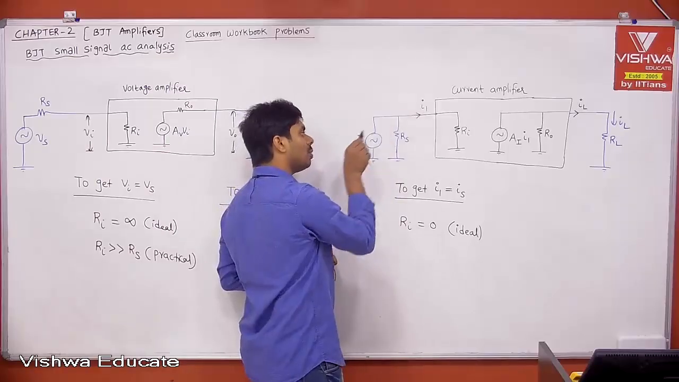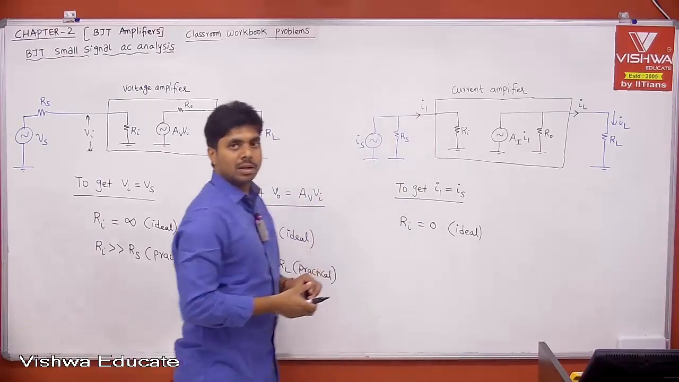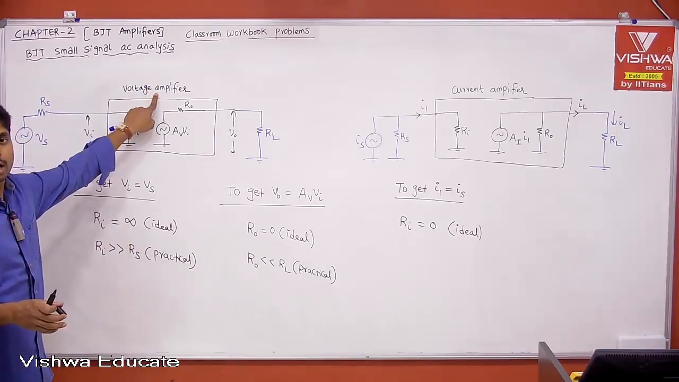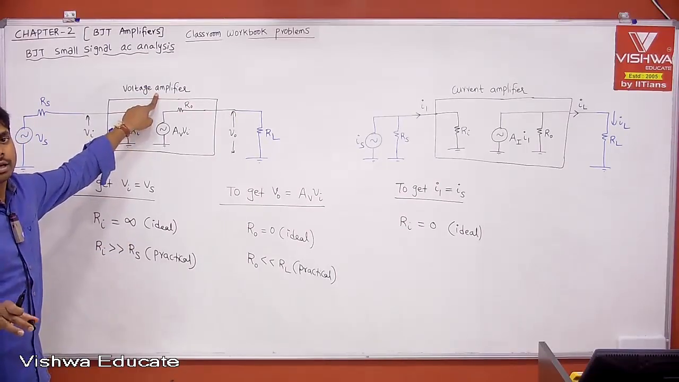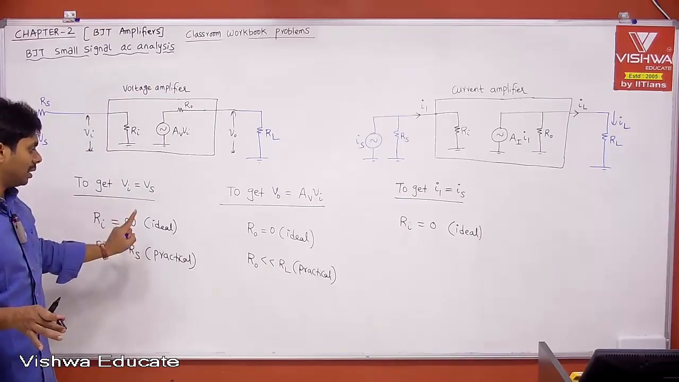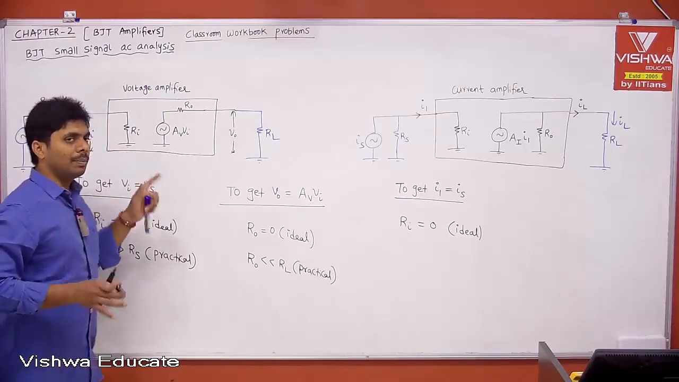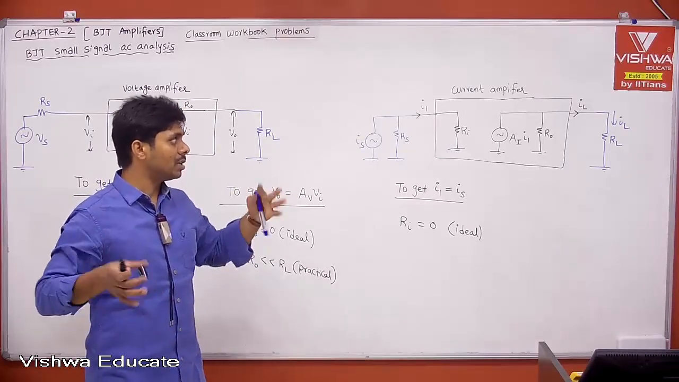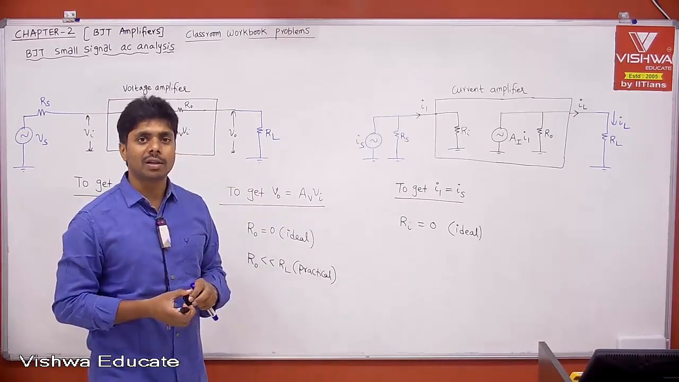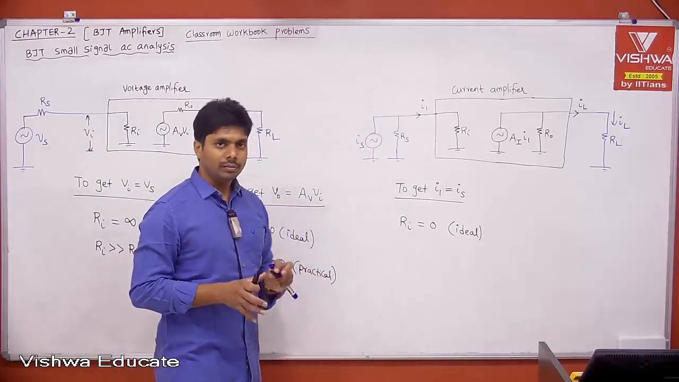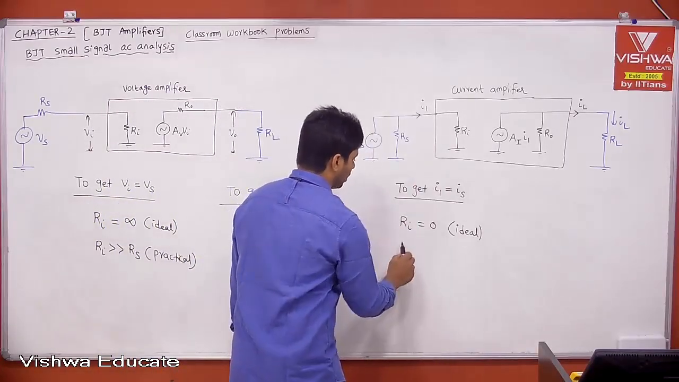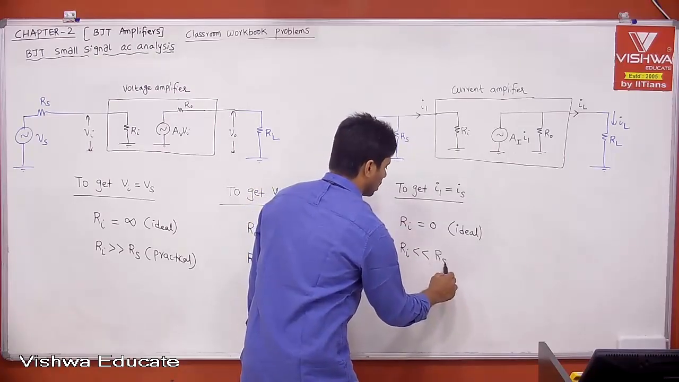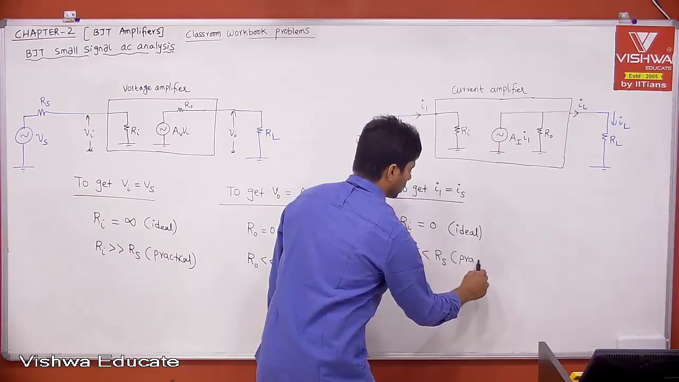Therefore, to match I1 to IS, Ri should be 0. Don't always say that Ri is to be infinity. That is true only for a voltage amplifier. I am highlighting this point again and again. Don't blindly say I want Ri infinity. Ri infinity is for a voltage amplifier. Practically we use voltage amplifiers, therefore Ri infinity. But if you want a current amplifier, let us say there is a requirement where I want a current amplifier, then Ri should be 0. This is the ideal case, but practically the Ri value should be very much less than the source resistance. This is the practical condition.